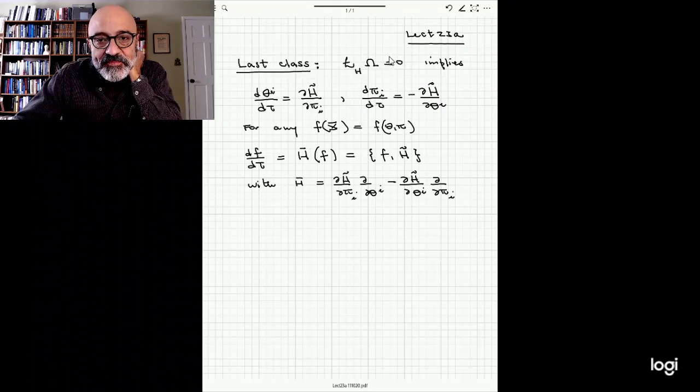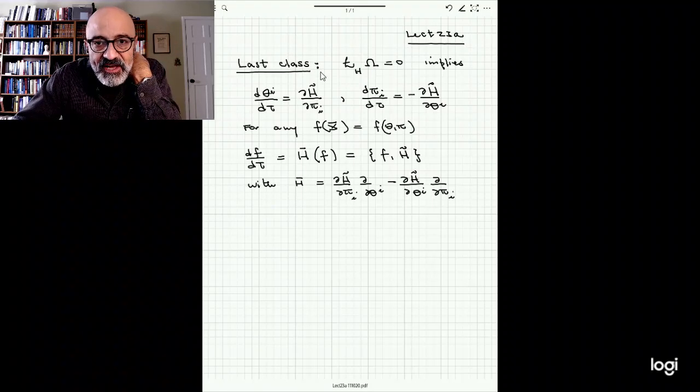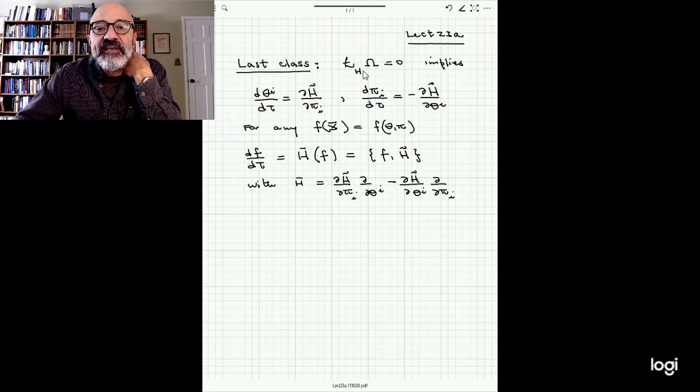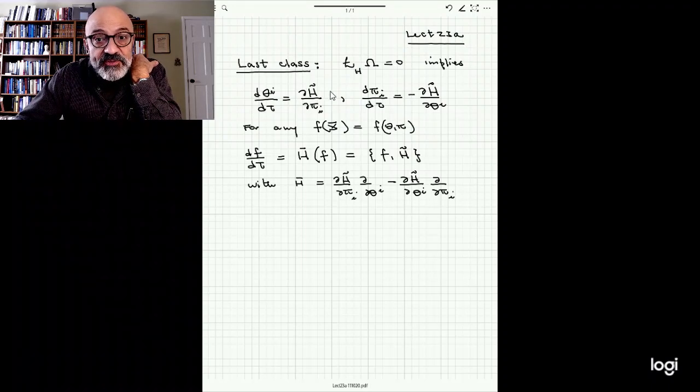If you have a symplectic form, an anti-symmetric tensor in this 2n dimensional cotangent bundle, and you impose that the Lie derivative along a certain vector field be zero, in other words, that the flows generated by this vector field are going to preserve the symplectic structure, then what you get are curves, the time derivative of theta and the time derivative of pi, that are given by Hamilton's equations, where the Hamiltonian function is this h tilde. So this is where you get Hamilton's equations from.